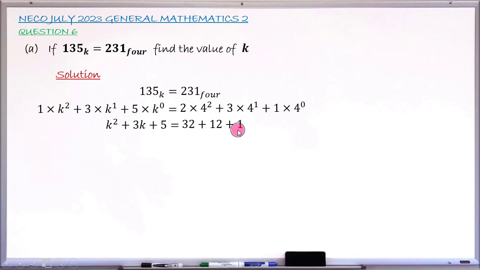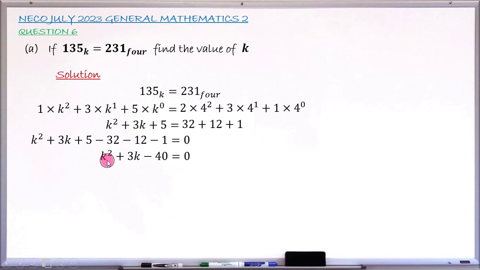What you do next is to shift each number to the left so that you have 0 on the right, so that you now have a general quadratic equation. Shifting 32, 12, and 1 to the left-hand side, you now have k square plus 3k plus 5, which I copied, then minus 32 minus 12 minus 1 equals 0. Collecting like terms, the constants plus 5 minus 32 minus 12 minus 1, if you do it correctly, give minus 40. So you have k square plus 3k minus 40 equals 0. This is your quadratic equation that you now solve to find k.